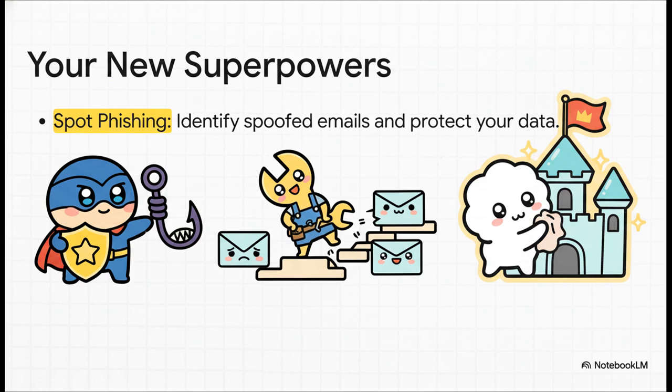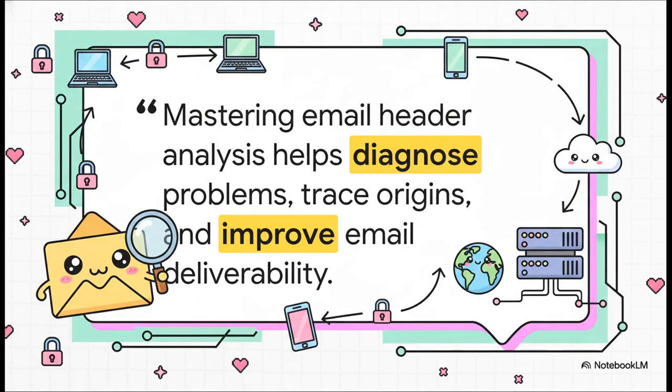Second, you can actually fix email problems. When an important message bounces, the header can tell you exactly why. And third, this knowledge helps you protect your own brand, making sure your emails are set up correctly so they always land in the right inbox. Like Glock Apps says here, this is really a master skill for our digital world. It lets you diagnose, trace, and improve, basically giving you control over one of the most important tools we use every single day.